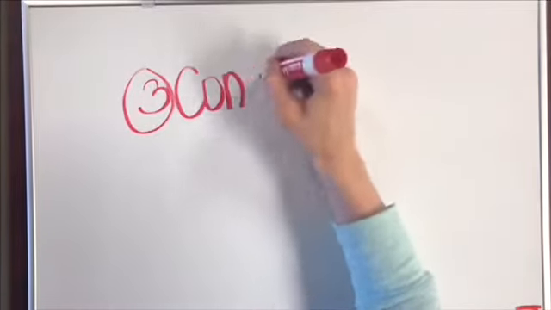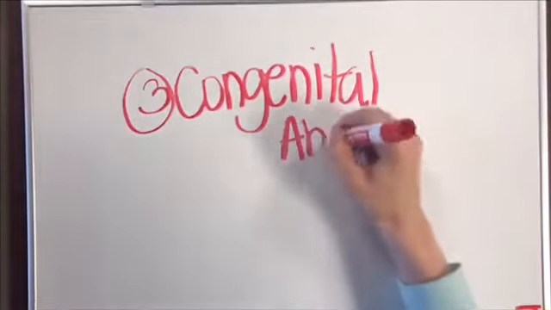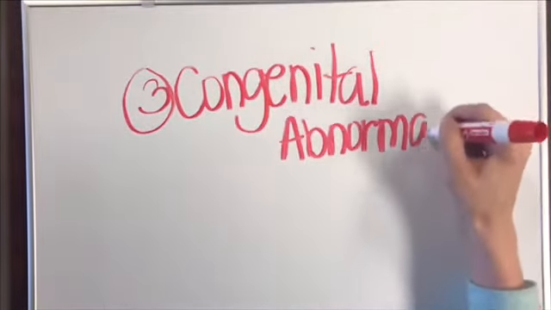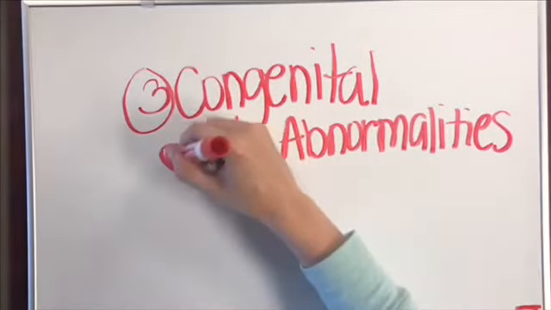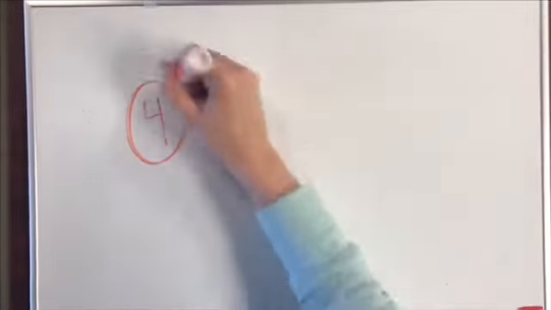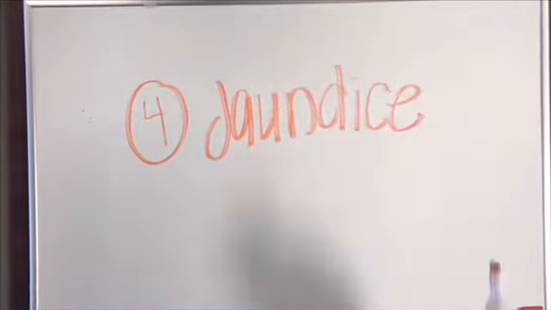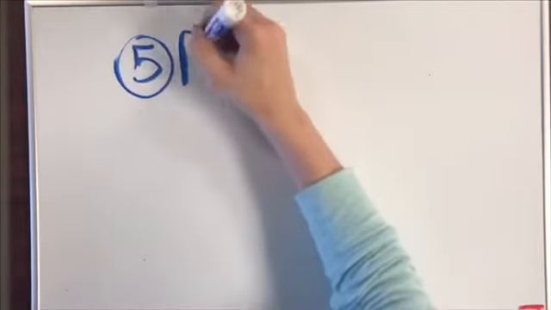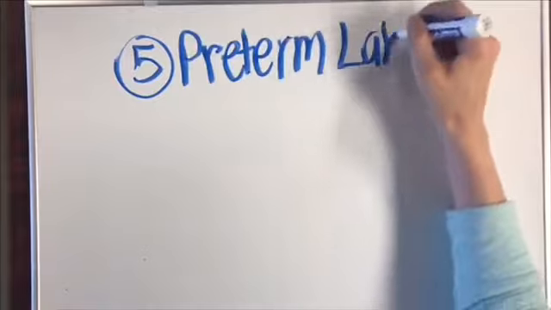Congenital abnormalities happen because gestational diabetes sometimes thickens a baby's heart muscle, causing the baby to breathe rapidly and not be able to get enough oxygen from the mother's blood. Jaundice is another complication that can happen after birth to the baby. Preterm labor is another complication that can affect the baby at birth.